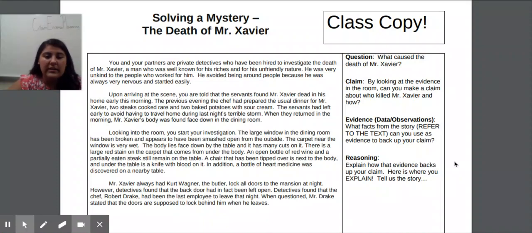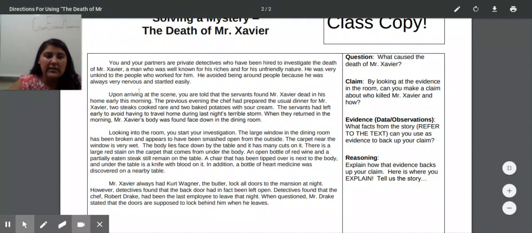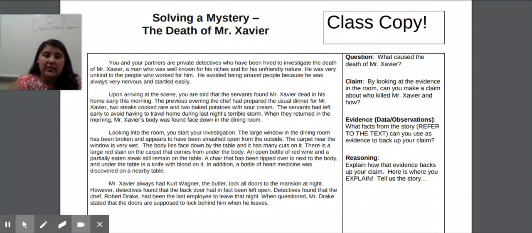The evidence is going to be the facts. With this example, you're going to get those facts directly from the text. So you'll be using the facts that the detectives found in the text to back up your claim.